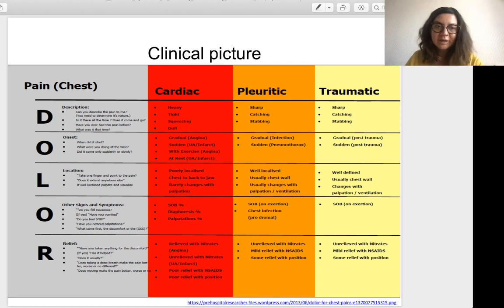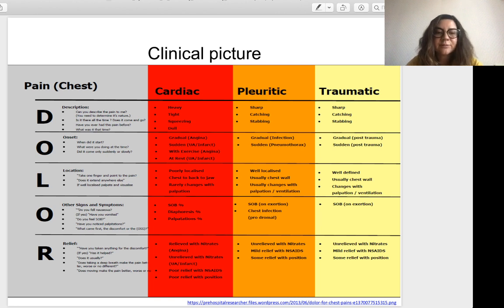For cardiac pain, by description, it is most often a heavy, tight, squeezing, or dull pain. By onset, it is usually gradual for angina, but it can be sudden, for example, for unstable angina and infarction. It can start with exercise in angina or at rest for infarction and unstable angina. By location, it is poorly localized, from chest to back to jaw. It rarely changes with palpation, and not with position or breathing. It is a constant, intensive pain.